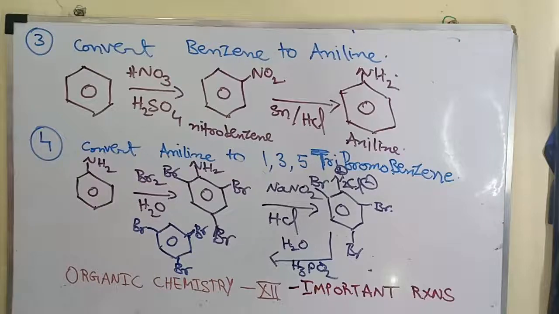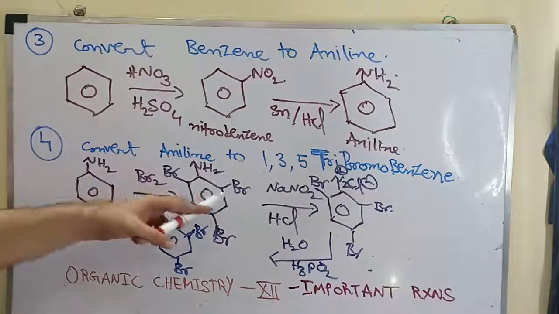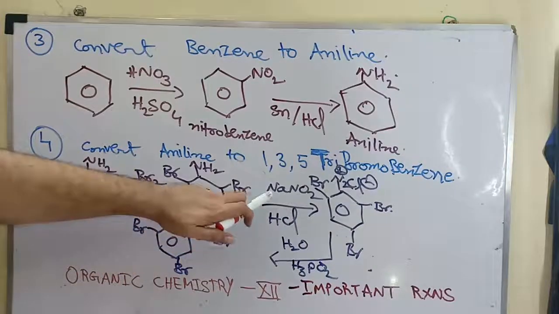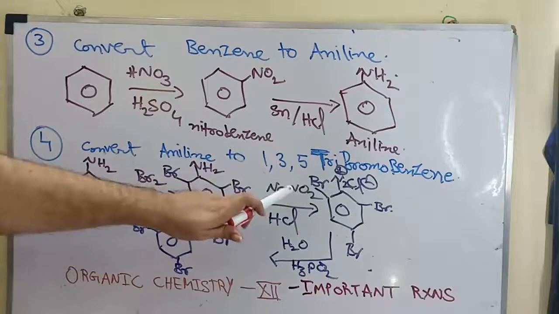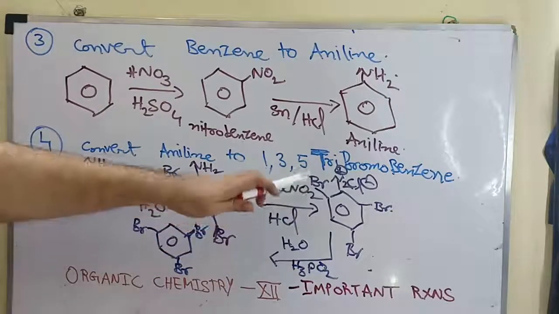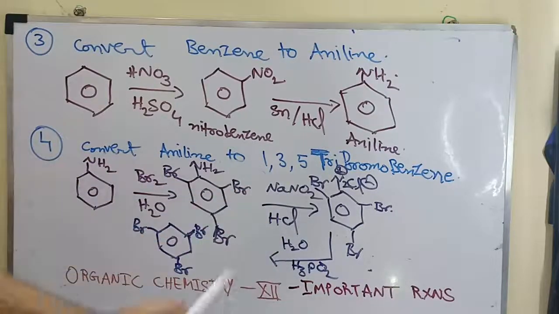These are the reagents. First, aniline on treatment with bromine will undergo tribromination, followed by NaNO2/HCl, which gives the tribromo benzene diazonium chloride. And again, when you treat with water and H3PO2, we get the required product. Have the conversion and give it a try. Nice, thank you. Let's see the next question.